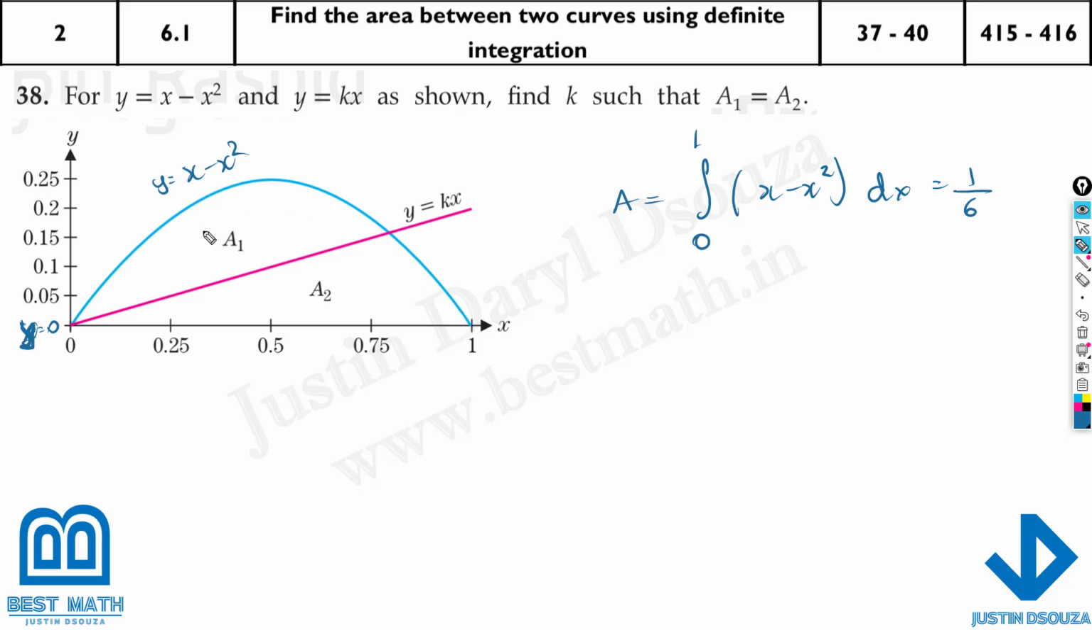Now if you want A1, because that'll help us more. What is A1 or A2? It's half of this, isn't it? Because they both are equal, given to us. So half of 1 by 6 is 1 by 12.